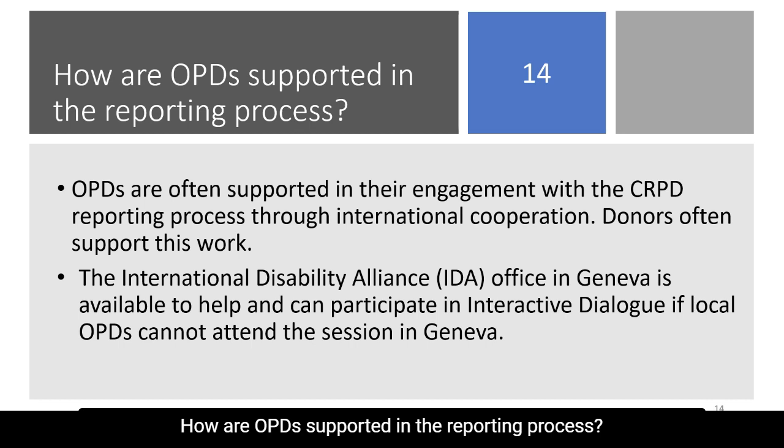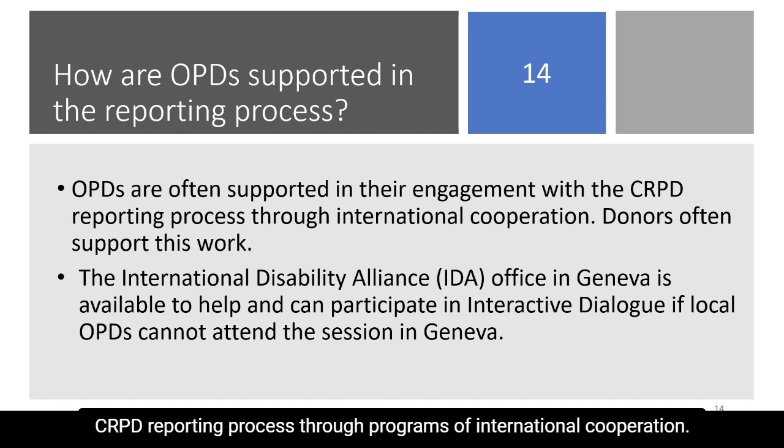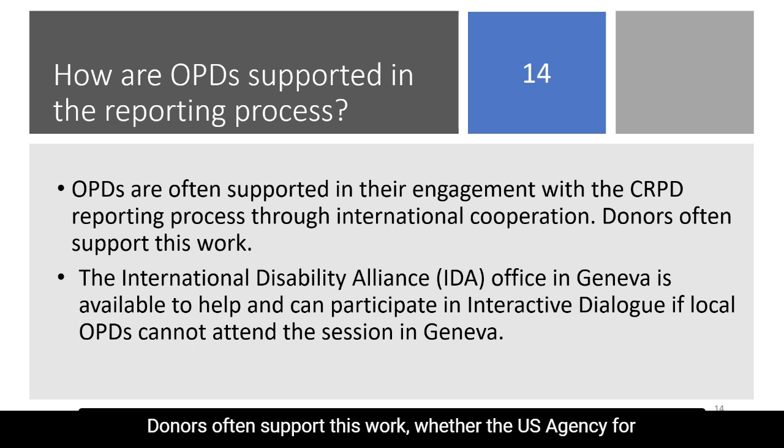How are OPDs supported in the reporting process? Well, they're often supported in their engagement with the CRPD reporting process through programs of international cooperation. Donors often support this work, whether the U.S. Agency for International Development or the Council of Europe, the OSCE, the European Union, the United Kingdom, many other donors who are supporting organizations of persons with disabilities will very often have processes that help OPDs engage in the reporting process.